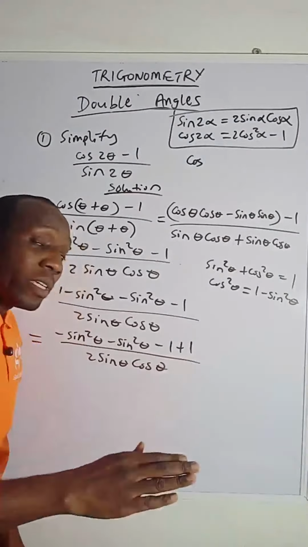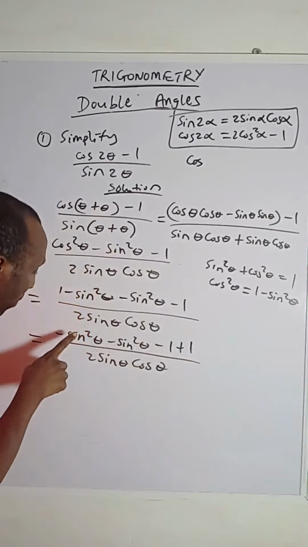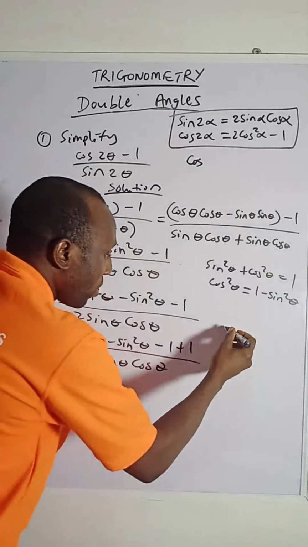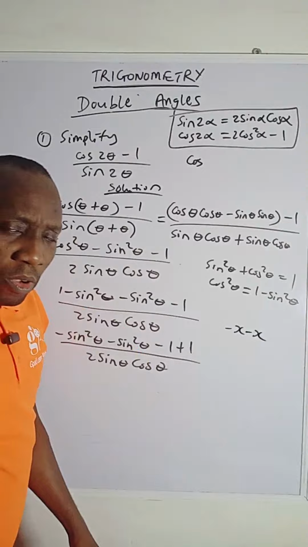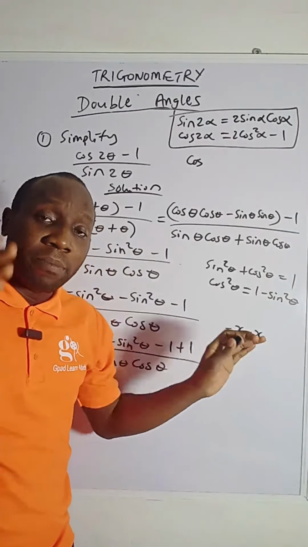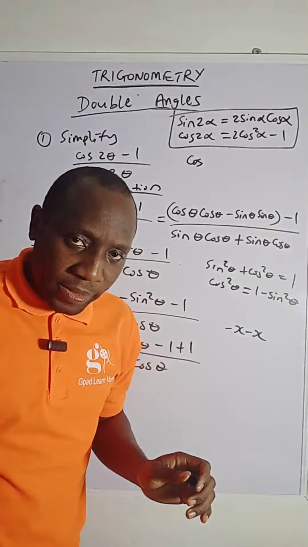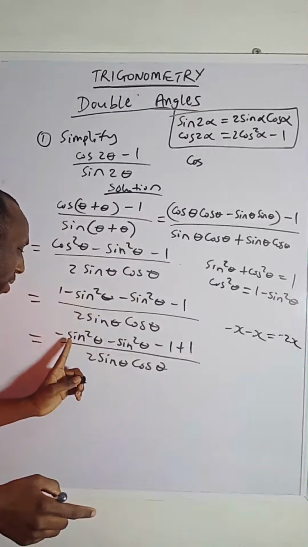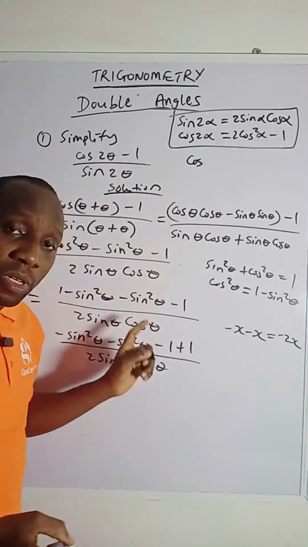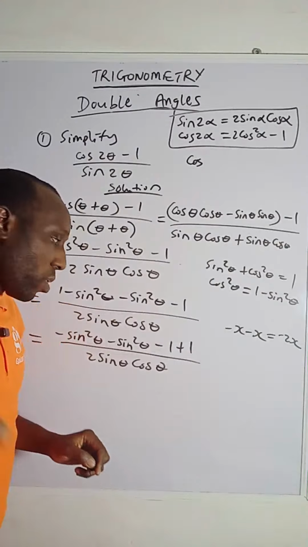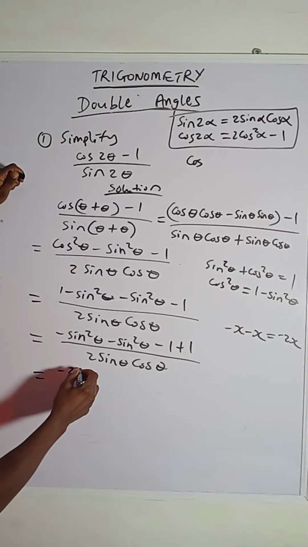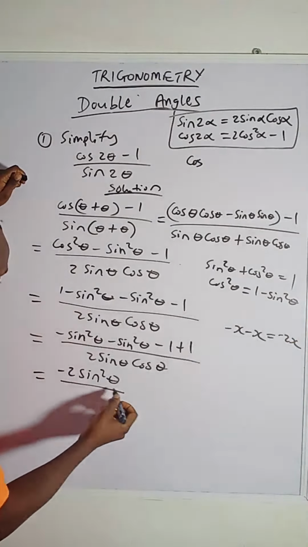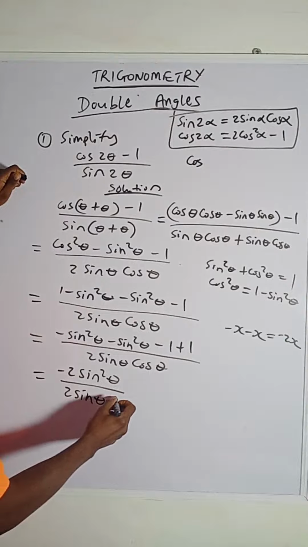So minus 1 plus 1 is already gone, is 0. But what about minus sine square theta minus sine square theta? It's like me saying, what is minus x minus x? Of course, you will simply tell me that minus x minus x is minus 2x. In the same vein, minus sine square theta minus sine square theta is minus 2 sine square theta. So I'm going to write this as minus 2 sine square theta. Minus 1 plus 1 is 0. So that's gone. Then over 2 sine theta cos theta.